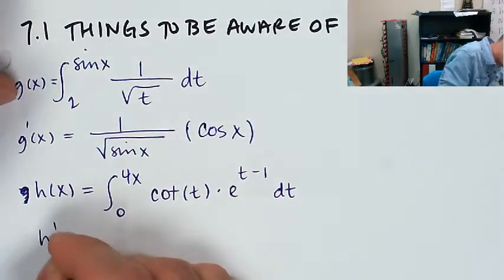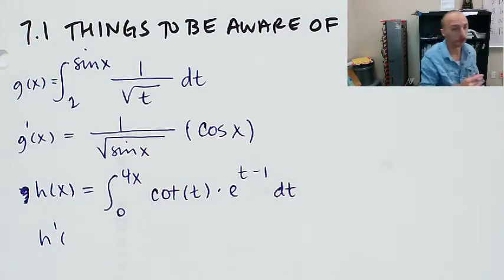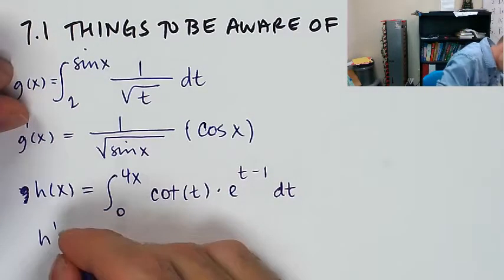And we want h prime of x, and you're like, oh no, this is going to be really bad. I'm going to have to remember the derivative of cotangent, which you do need to do. I'm going to have to use the product rule. That's not true. You're not going to have to do any of that.